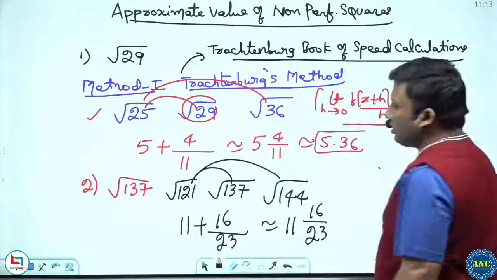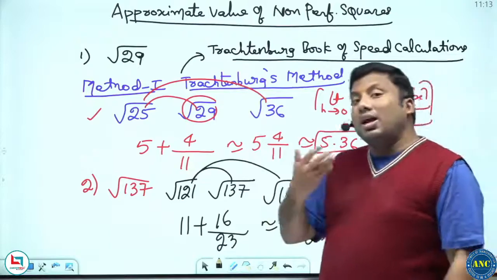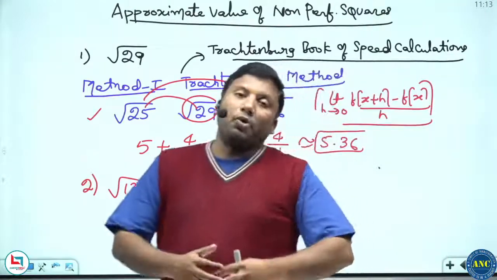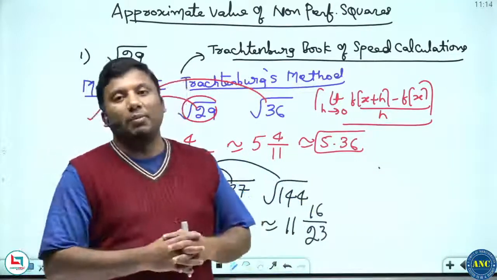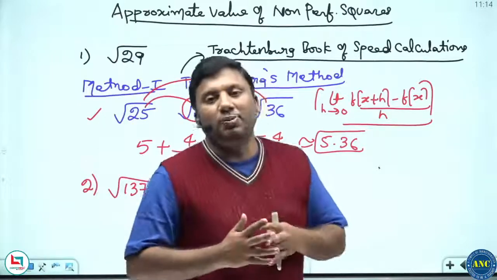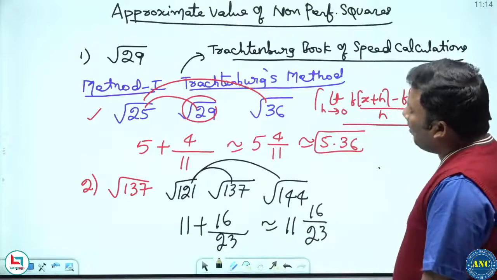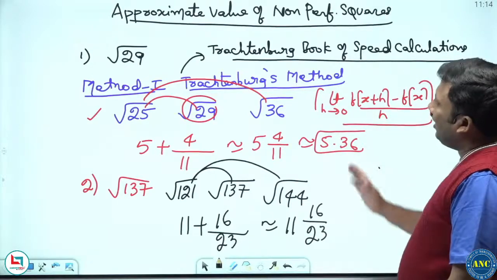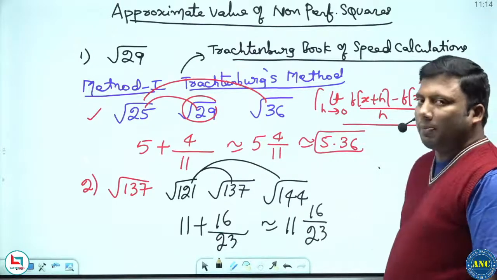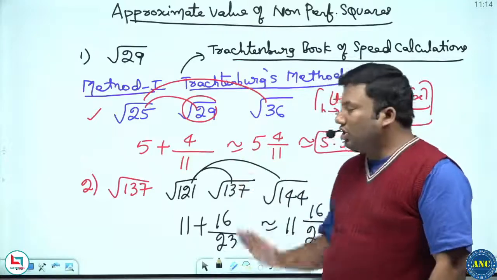I am not interested in this method. I will tell you another alternative method proposed by a famous mathematician from India, who is my inspiration: Ramanujam's. Method number 2, we will discuss Ramanujam's method of finding the approximate value of a non-perfect square. It is good to know this method.